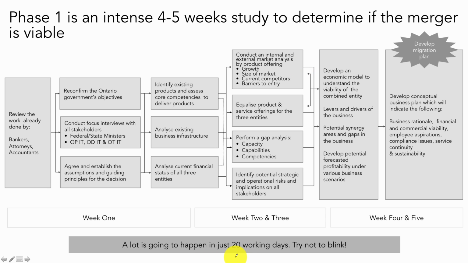Phase one is happening over just under 5 weeks, which is basically 20 working days now. When you look at this, it is an incredibly intense 4 weeks. It actually gets me excited looking at this.